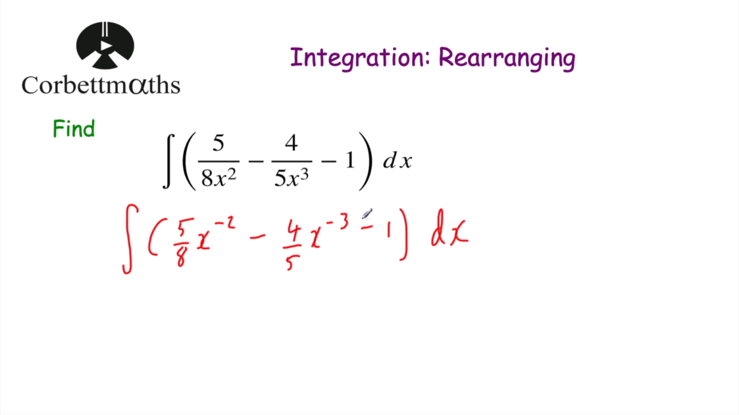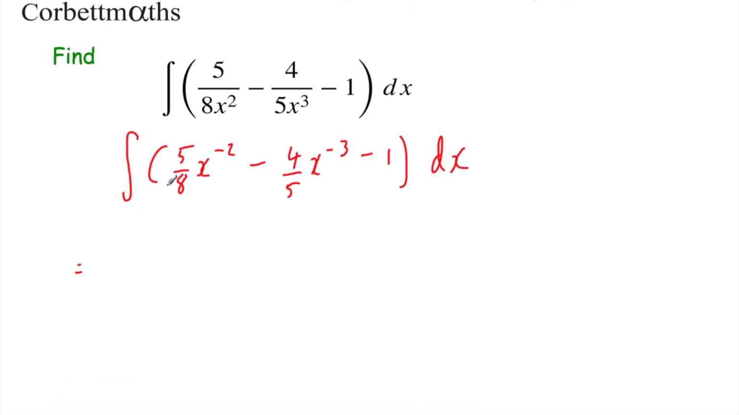So we need to increase the powers by 1 and divide by the new powers. So let's do each term separately. So the first term, we had 5/8 x to the power of negative 2. We're going to increase the power by 1, so it'll be x to the power of negative 1. And then we're going to divide by the new power. 5/8 divided by negative 1 will be minus 5/8. So that's the first term integrated.